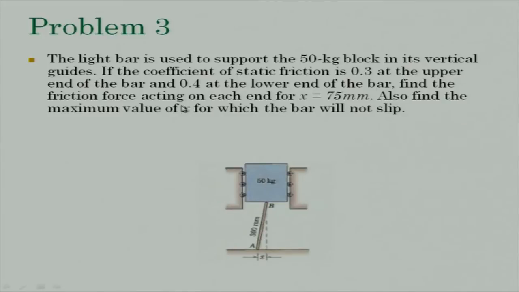And the second part of the question is to find the maximum value of x for which the bar will not slip. So what do we do in that case? We see that if we increase this angle, then x will keep increasing. But we cannot increase this angle beyond tan inverse of 0.3. So we take this angle to be tan inverse of 0.3, and x will be equal to 300 sine of that angle. You immediately get the value.